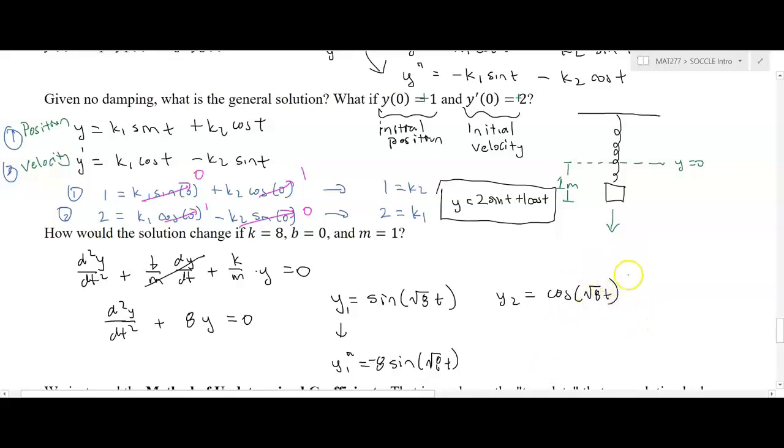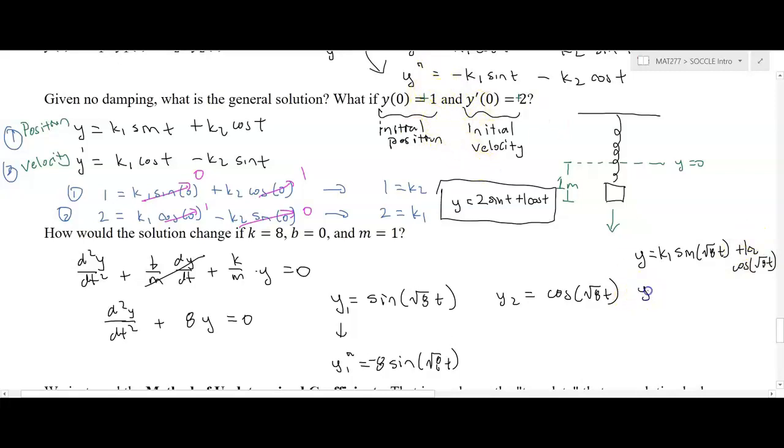And for the same reason, now our general solution is going to be any multiple of the first, which is sine square root of 8t, plus any multiple of the second, cosine of square root of 8t. Now for our initial conditions, we're going to need the velocity function.